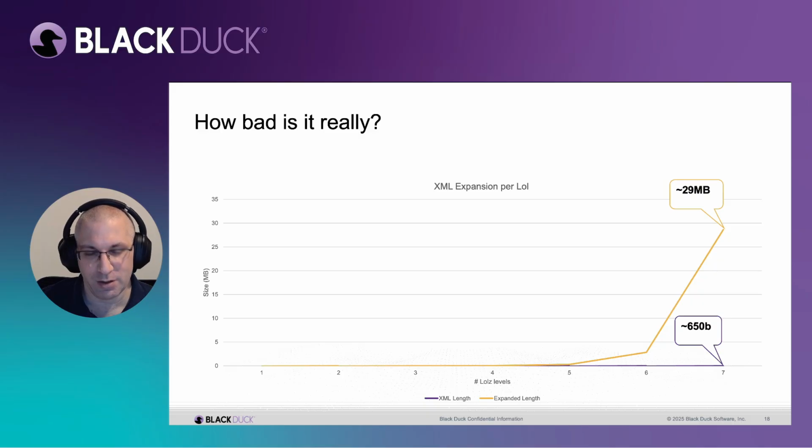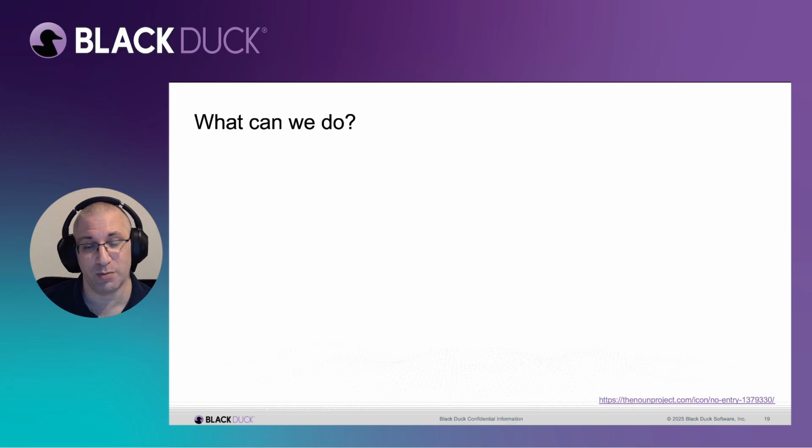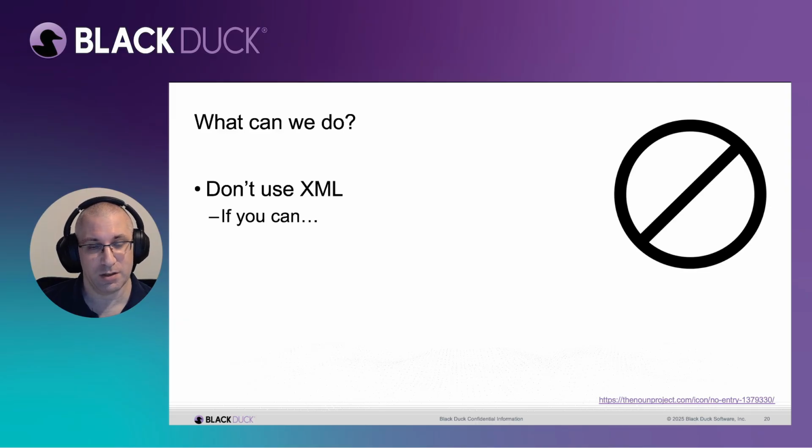But it's really, really easy, as you can see, with a very small payload, which would evade most length limits that we talked about, to just completely take over the memory, which is indeed scary. So, what can we do about it? As always, the best defense is to just not be there. If you can avoid using XML altogether, you're safe from XML bombs.